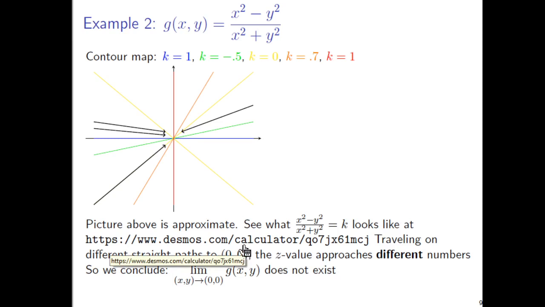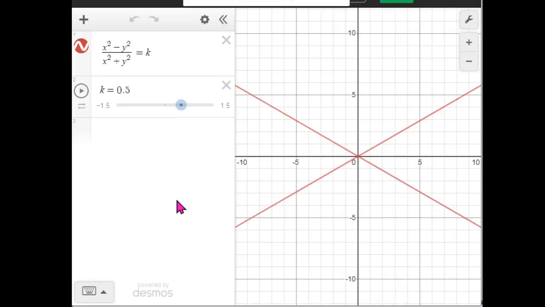Let's click on this link and have the computer in Desmos show us what some of the level sets look like. So here we've done this very simply, right? We're really just asking the computer to graph all the points in the xy plane where x squared minus y squared over x squared plus y squared is equal to k, and k is currently set to be 0.5. So it happens to be these two lines.